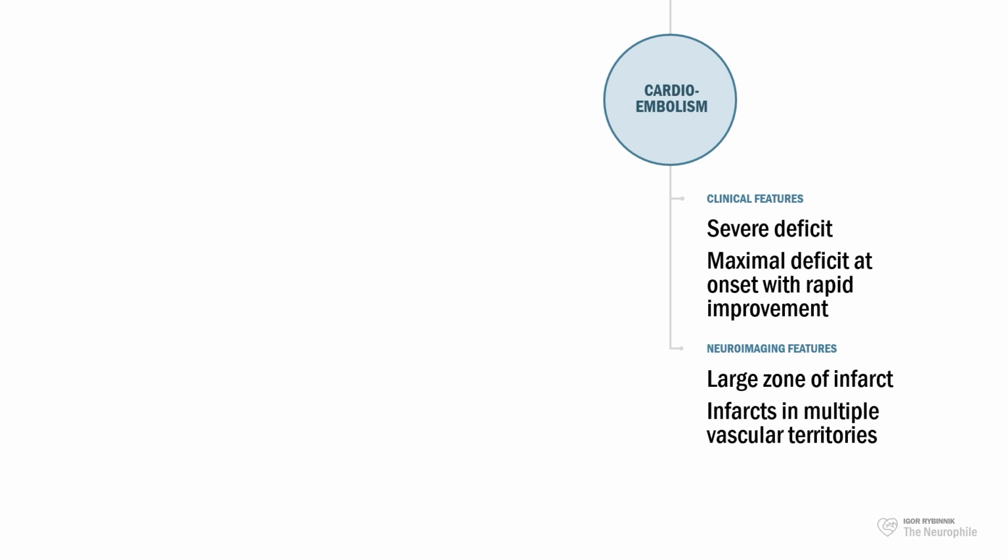Okay, so we now know how to recognize potential cardioembolism: severe deficits, large zone of infarction, or smaller infarcts in multiple vascular territories. Also, vascular imaging can help us confirm the absence of serious stenosis in the vessels that supply the infarcted territory.